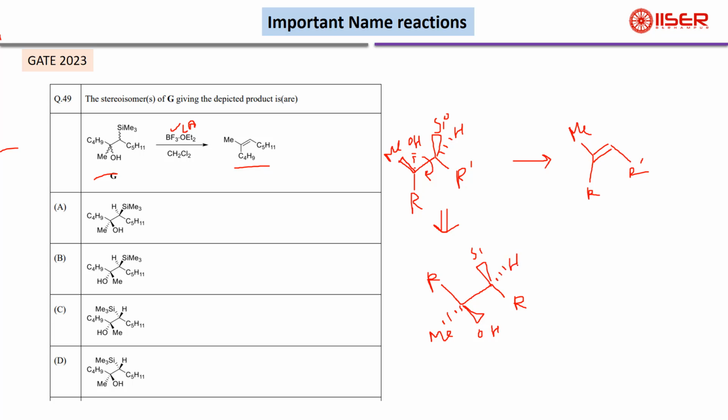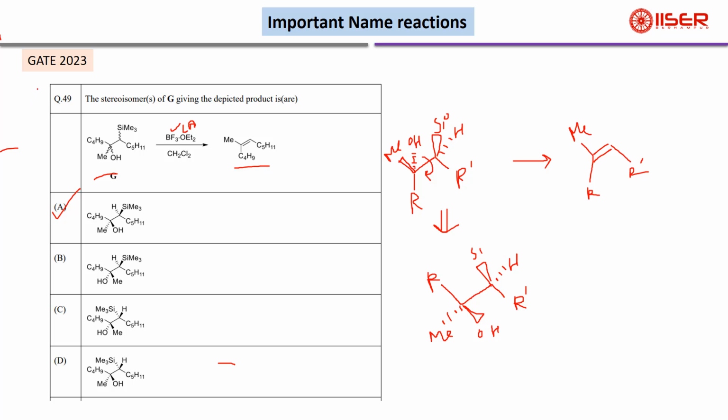So here, if you see what is the correct option, the correct option is option A. Because we have to get the selectivity of anti-elimination, we have to keep the OH and silicon anti to each other. So here in the substrate we just kept the silicon and OH anti to each other. How is this anti? Because this is shown as a flying wedge model, in the flying wedge model we have kept this silicon above the plane and OH below. So that's why they are anti to each other.